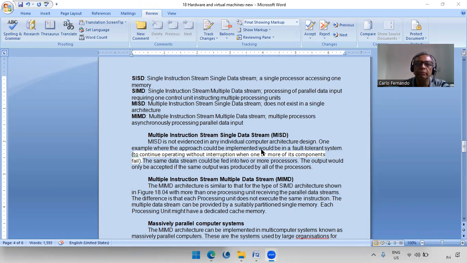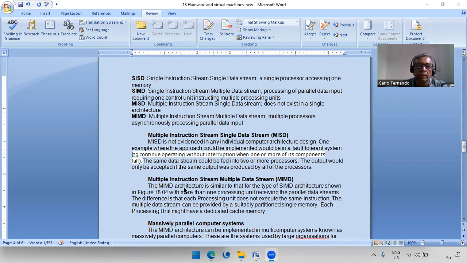So naturally, with parallelism, if one member is disabled, the other members can compensate and help it. Another possibility: the same data stream could be fed into 2 or more processors. The output would only be accepted if the same output was produced by all of the processors. So only if they match will it be accepted. Otherwise, there's an error.